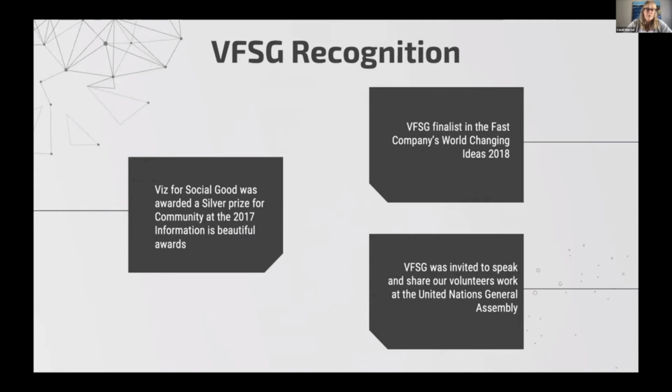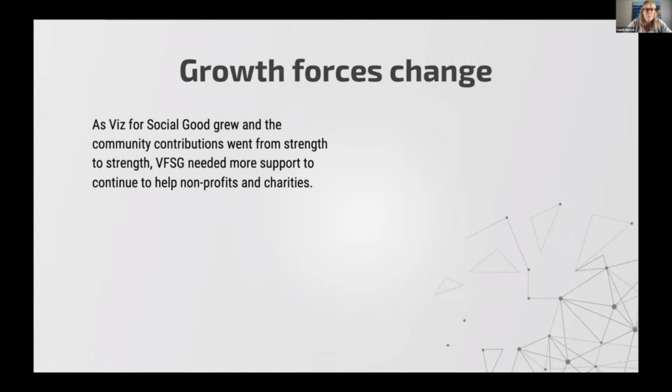We've been recognized as an organization. They won the Silver Prize for Community at the 2017 Information is Beautiful Awards. They were a finalist in Fast Company's World Changing Ideas in 2018. And Chloe has spoken at the United Nations General Assembly, which was quite an honor. We've come to this point, we've grown from our humble beginnings, but in order to move forward, we need support from anybody who wants to volunteer or suggest a nonprofit to work with us. Whatever assistance you could volunteer, we would be more than happy to have you on board. That's where we are going forward.